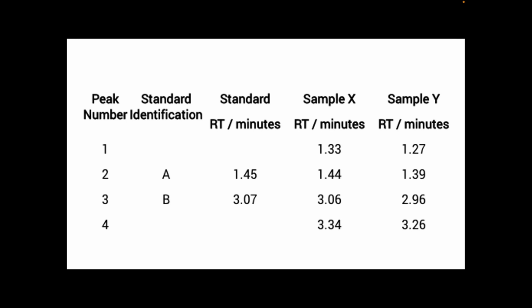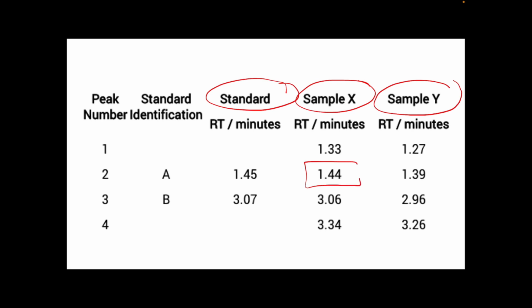This shows the results from 3 GC runs: the standard and the sample X. Here's the standard, here's the sample X. They were run consecutively. However, sample Y, this one, was run a few days later. From the retention times that we can observe here, we can state quite reasonably that sample X, this one, contains components A and B. This is component A, this is component B.